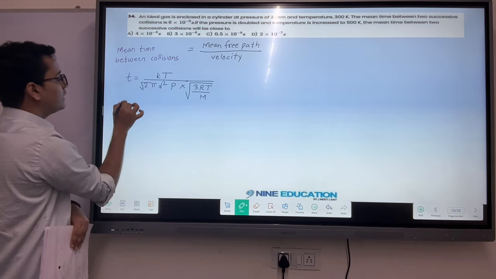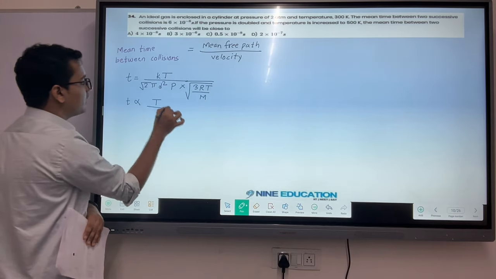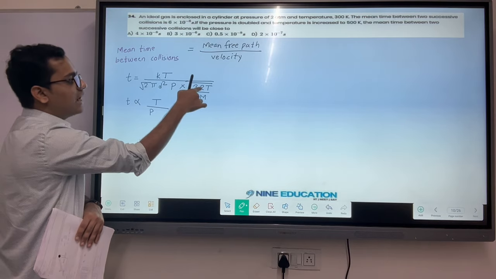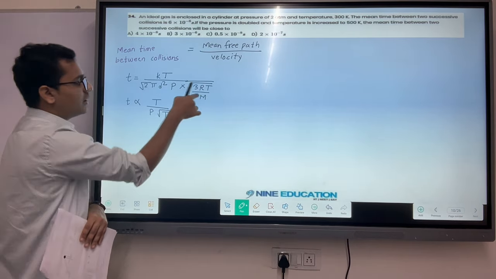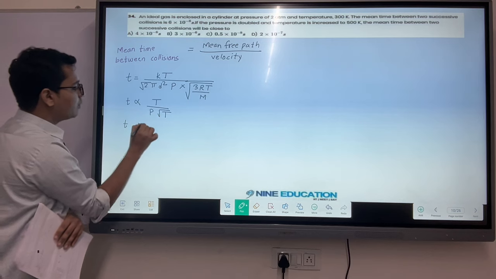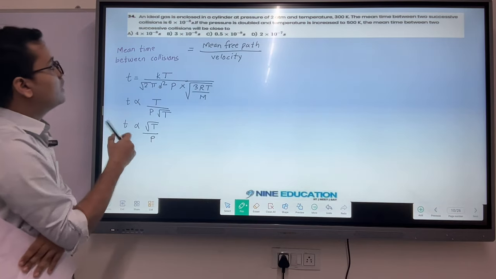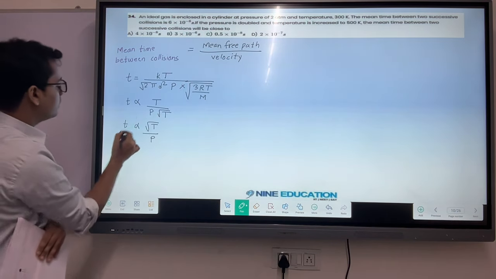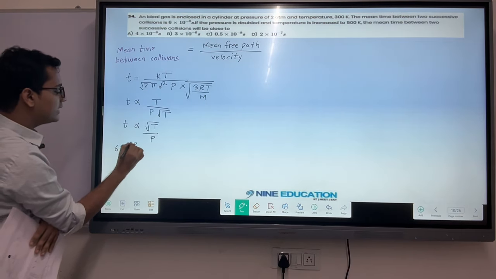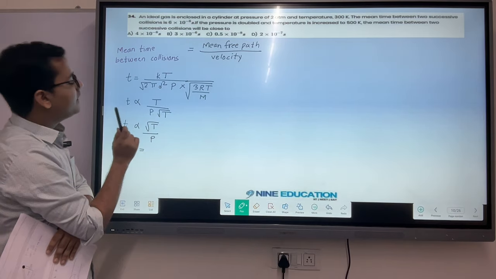Okay, you can see this time is proportional to temperature. K is constant, root 2 pi d square, d is the diameter of the molecule, P is the pressure, R is gas constant, again T is temperature, M is molecular weight. So all the variable terms I have written over here. So I can say t is proportional to square root of T divided by P, which only depends on temperature and pressure. Now they have given you the temperature and pressures initially. So let's say initially 6 × 10^-8 is the mean time between two collisions.